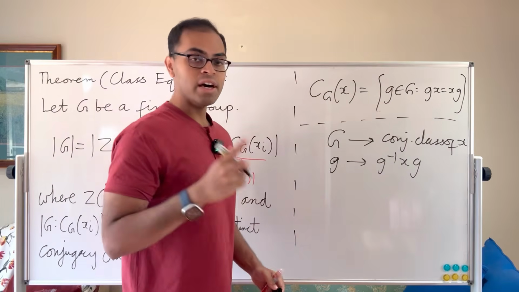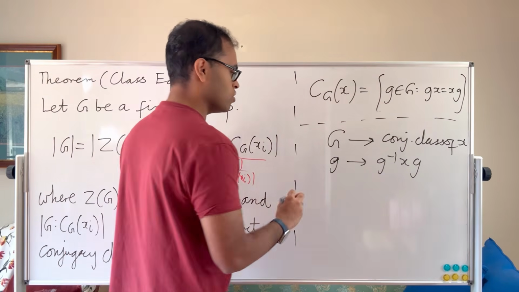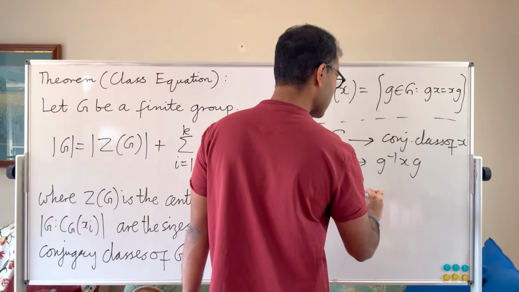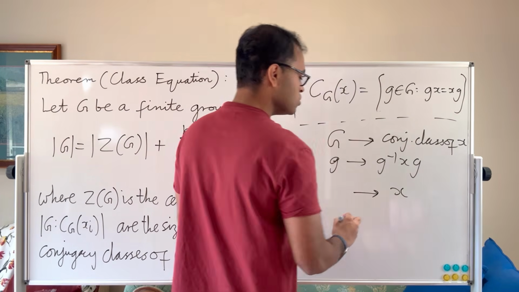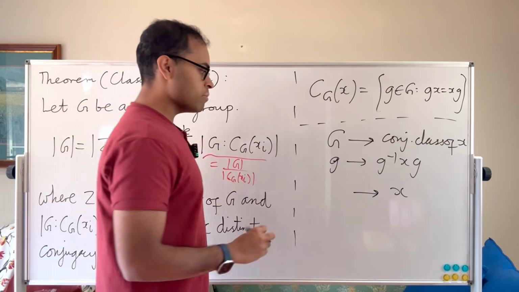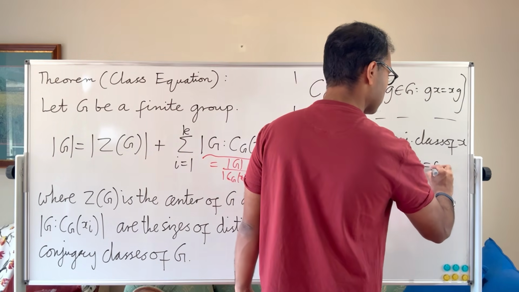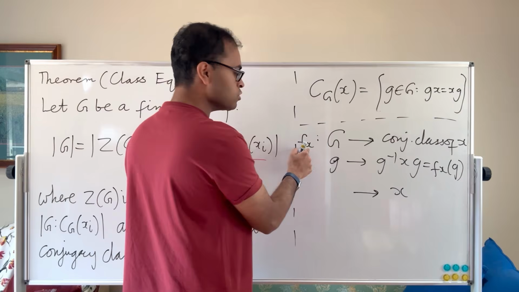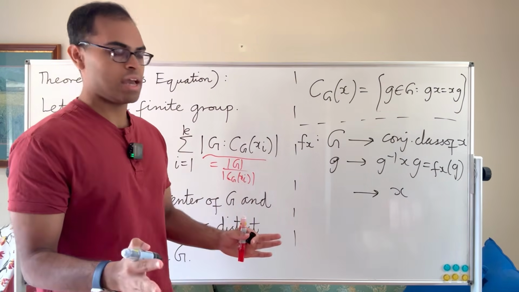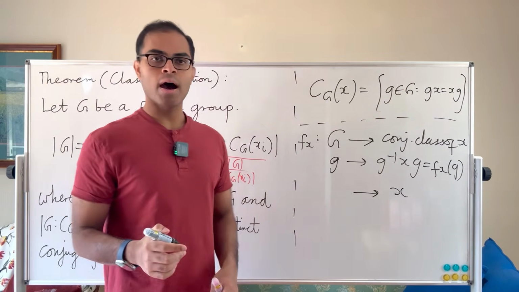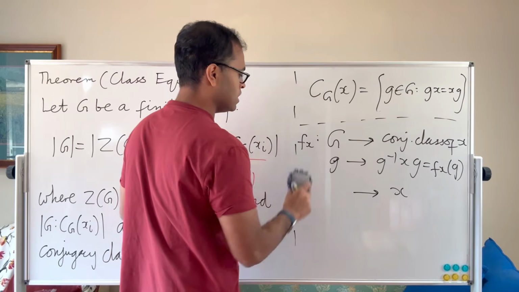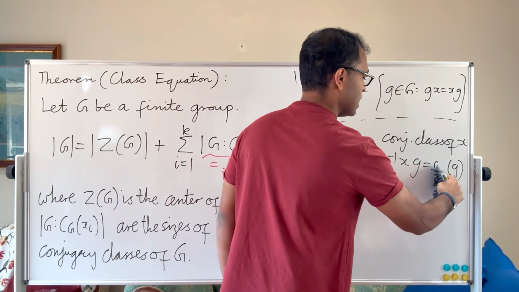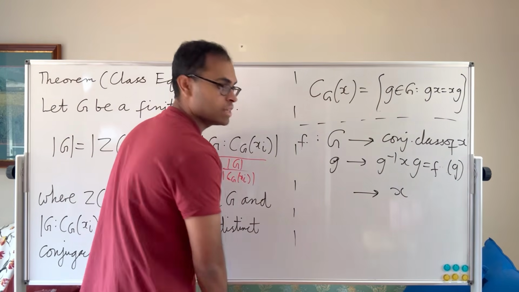Okay, so first observation I'm going to show you. What are the things that just map to x? Saying that g inverse xg, I'm going to write this map as fx of g. I'm going to call this map fx, subscript x because it depends on x. But to keep things simple, I'll just write it as f because I'm fixing x.